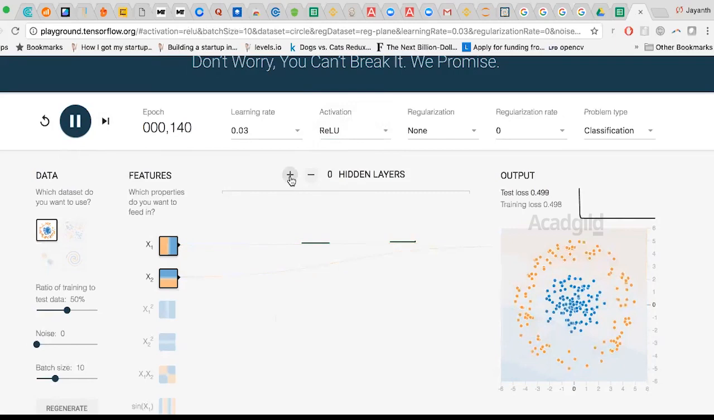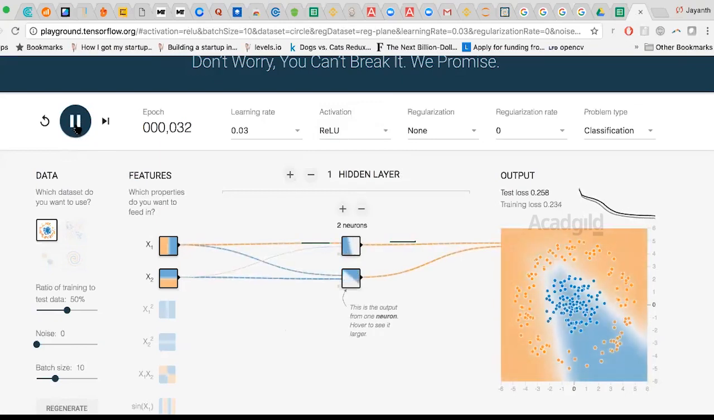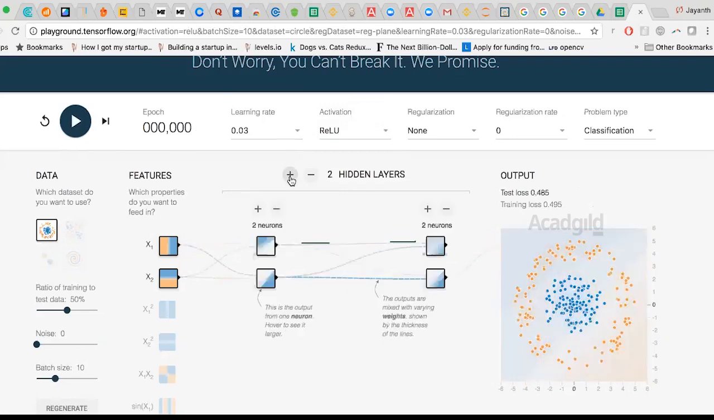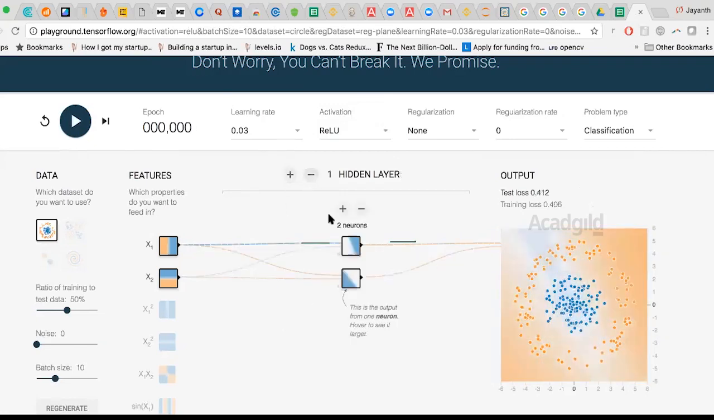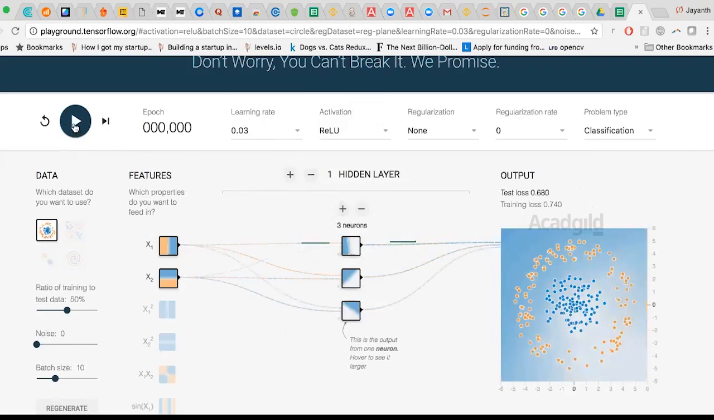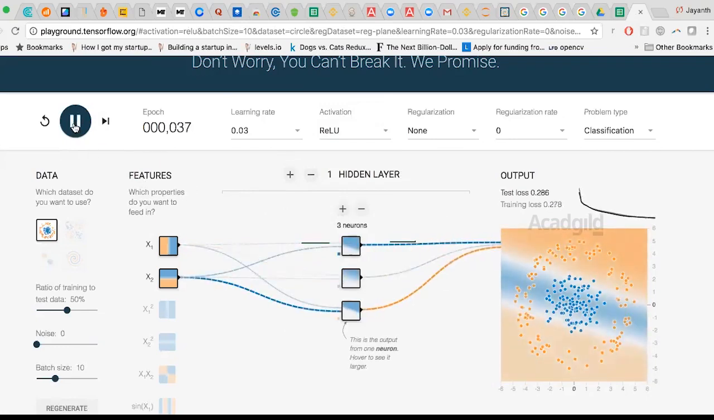If I increase the number of layers, then in theory, I can approximate any function. As you can see, it's trying to understand where the red is and where the blue is, and trying to figure it out. Let me put one more layer, and you can actually increase the number of neurons too. So let's increase the number of neurons. Again, it's trying to approximate it, but really didn't do a good job.